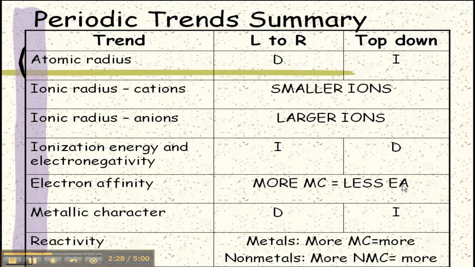Electron affinity: the more metallic character, the less electron affinity. Your metallic character is going to follow that same trend. It decreases left to right, and increases top to bottom. And for reactivity of metals, the more metallic character, the more reactive your atom is. For nonmetals, the more nonmetallic character there is, the more reactivity there is.